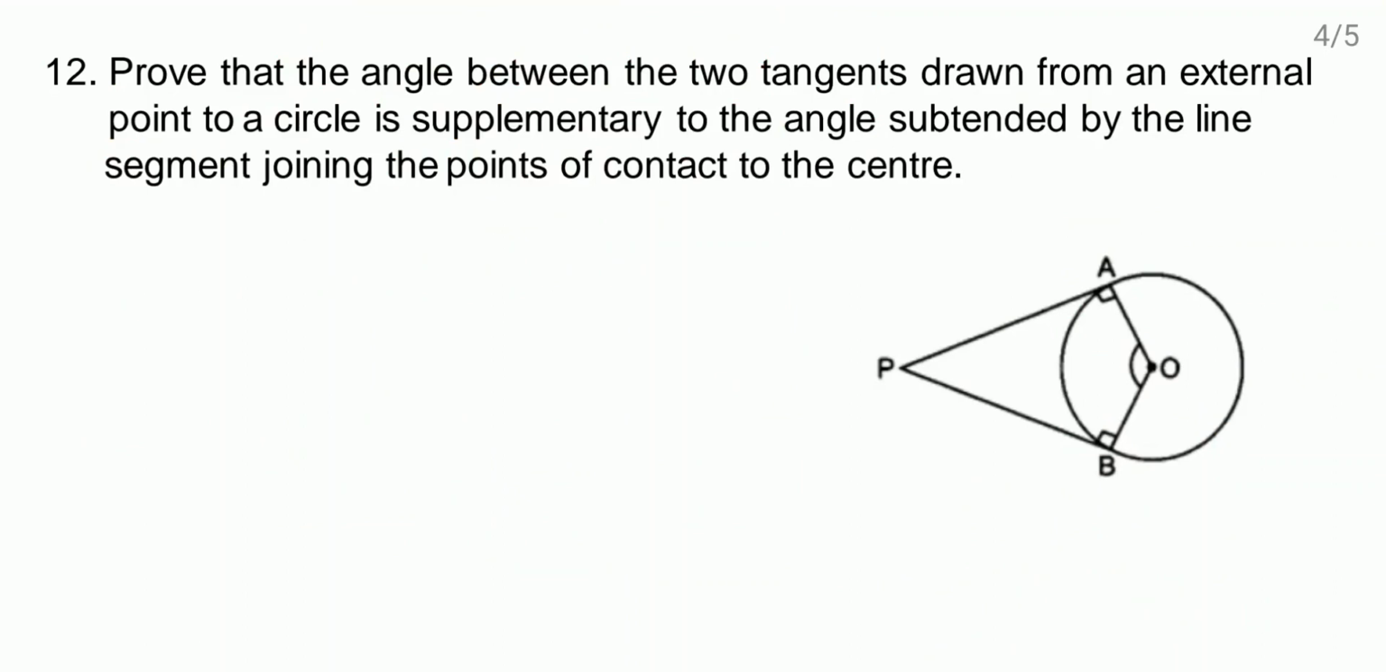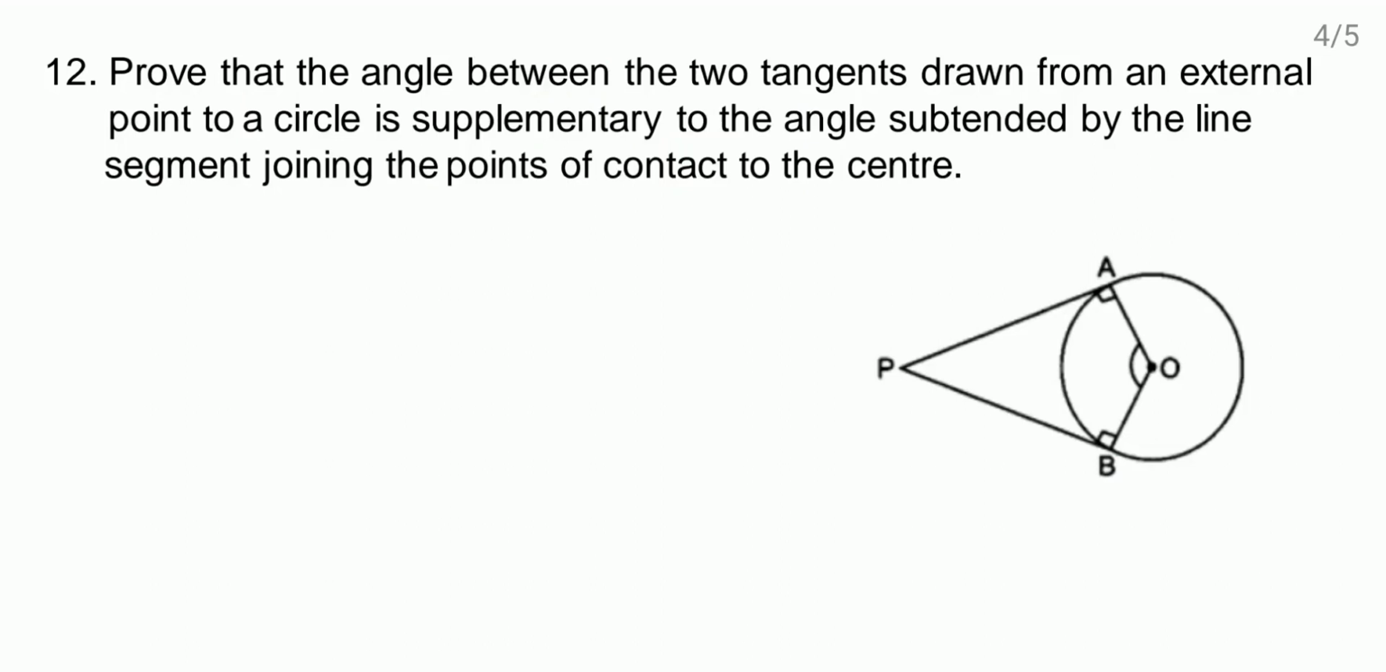Question number 12. Prove that the angle between the two tangents drawn from an external point to a circle is supplementary to the angle subtended by the line segment joining the points of contact to the center. It means that this type of figure here, see here, these two, PA and PB, are the tangents. Correct. Now OA and OB are radii, and the angle between them is AOB.